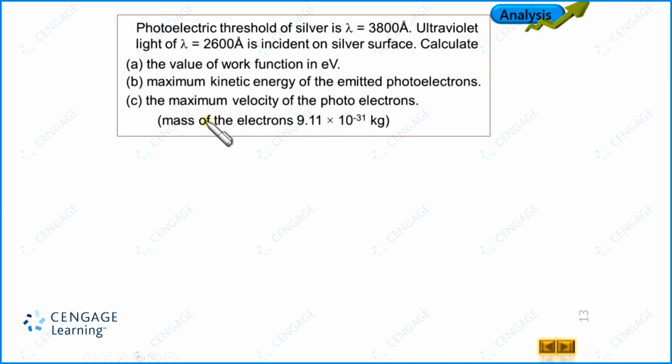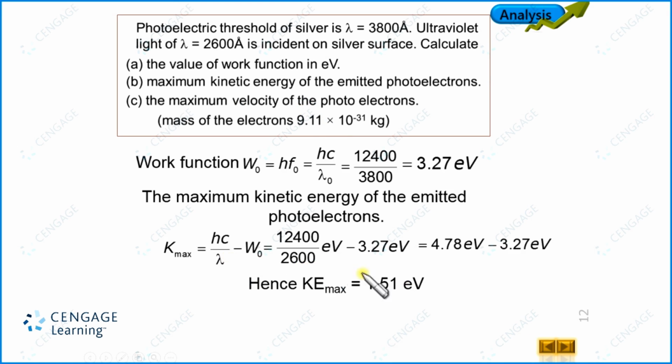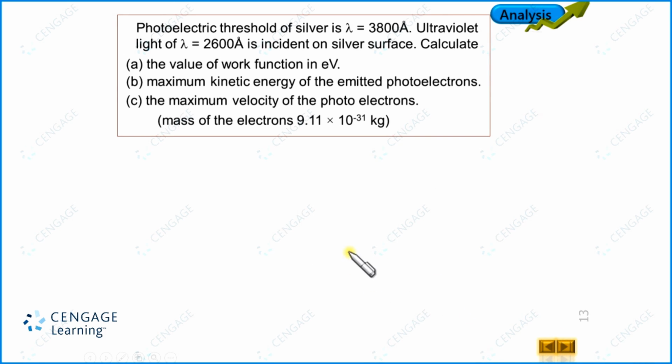In C part we need to find the maximum velocity of the photoelectron. For calculating maximum velocity, we need to take the energy we calculated in the previous part in electron volt and change it into joule. So let us change the kinetic energy into joule. For this, we need to multiply this quantity by 1.6 into 10 to the power minus 19. So this quantity will now be in joule. On calculating we will get this value.